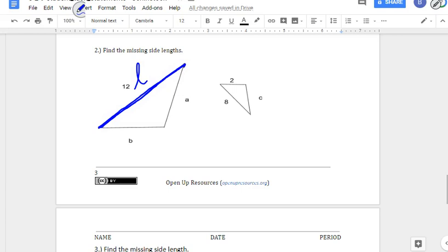And then looking at the other two side lengths, I can tell that A is bigger than B, so that's going to be our medium side length, and B is going to be our small side length. I need to do that same thing on the other triangle. So 8 is definitely my long side length because it's longer than the other two. I can tell that C is in between 2 and 8, so that's going to be my medium. And then 2 is going to be my small.